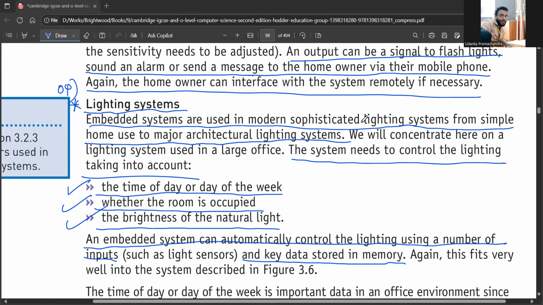Okay, you can write like that. Embedded systems are used in modern sophisticated lighting systems, from simple home use to major architectural lighting systems. And the system needs to control lighting taking into account the time of the day or day of the week, whether the room is occupied or not, and the brightness of the natural light. So the embedded system can automatically control the lighting using a number of inputs, such as sensors. The key data is stored in the memory at last.